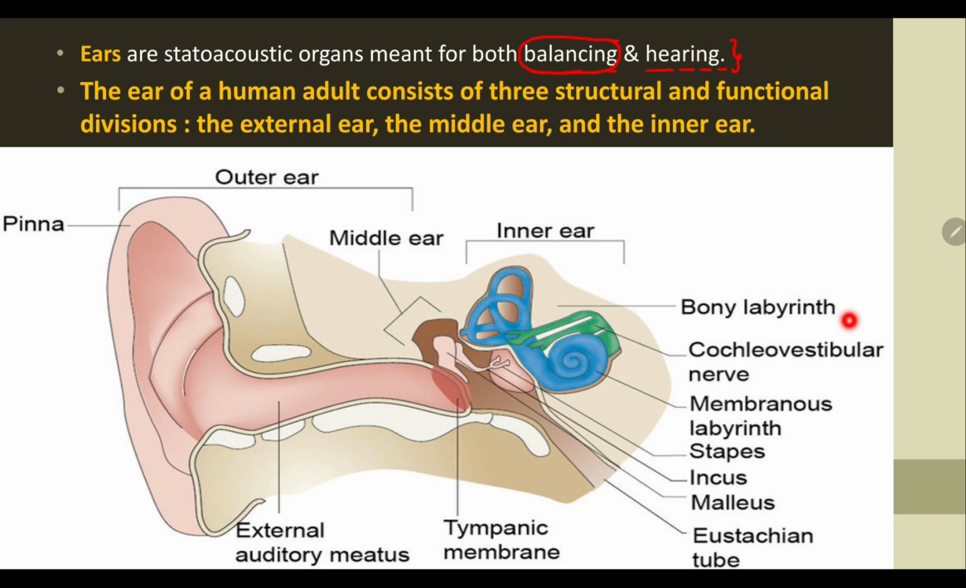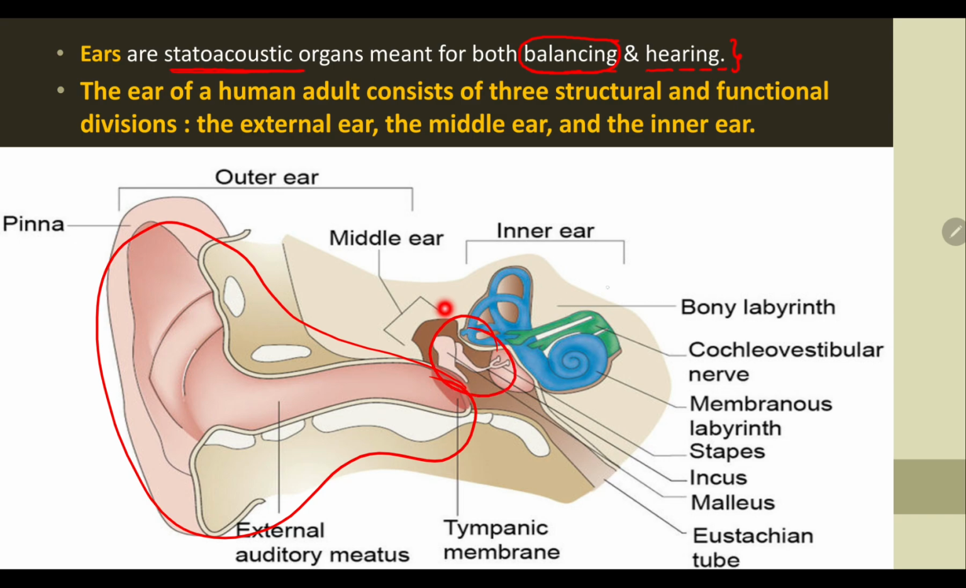That's why we say our ear is a statoacoustic organ. Stato means balancing the body and acoustic means sound. So our ear has two functions: one is balancing the body and the second is hearing sound. Our ear is divided into three parts: the external ear, this portion; then the middle ear; and the remaining part is called the internal ear.